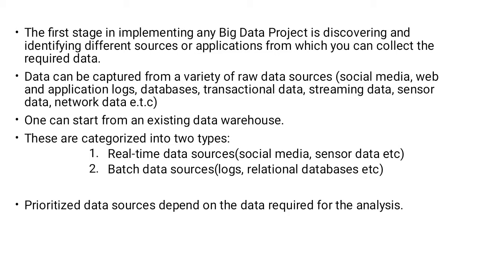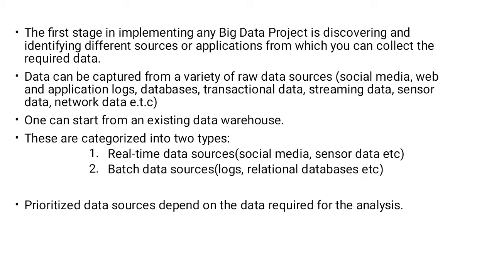These raw data sources are categorized into two types, which are real-time data sources and batch data sources. Examples of real-time data sources are social media and sensor data. These are sources that update their data regularly. Batch data sources examples are logs and relational databases. And these are data sources that update after longer periods of time.